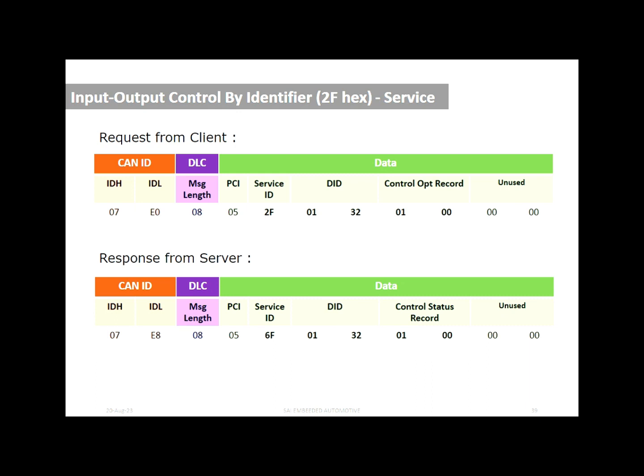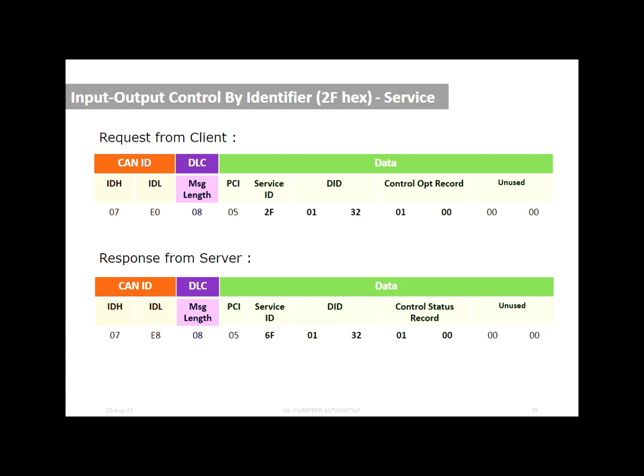02, freeze current state. The value shall indicate to the server that it is requested to freeze the current state of the input signal, internal parameter or output referred by the input output local identifier. 03 subfunction, short term adjustment. The value shall indicate to the server that it is requested to adjust the input signal, internal parameter or output signal referred by the respective RAM.